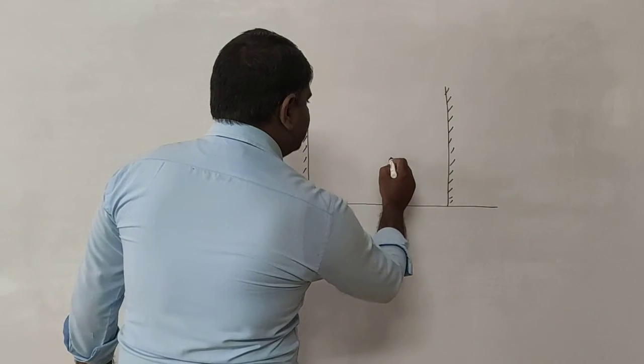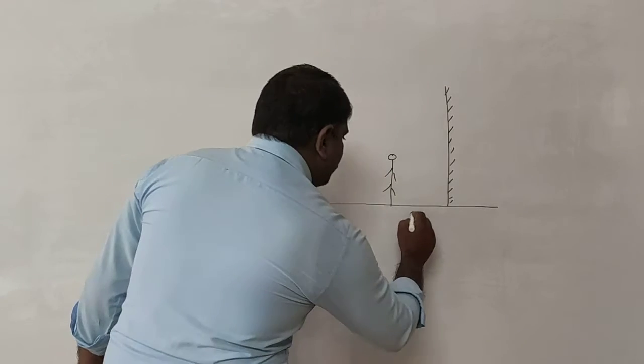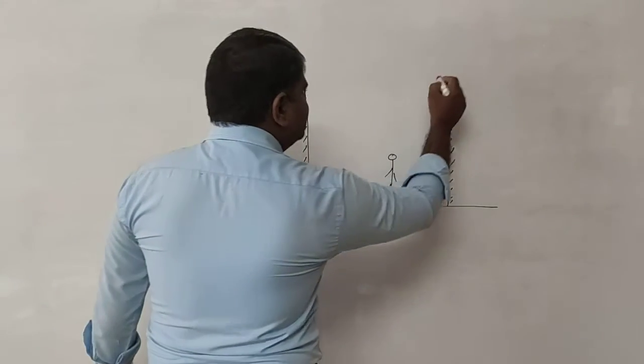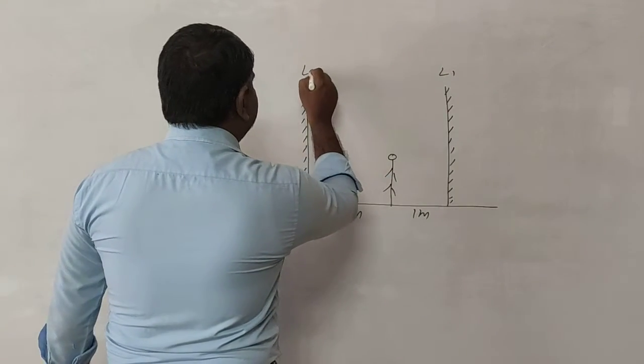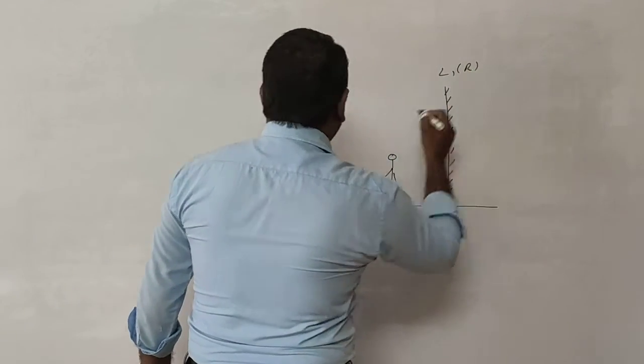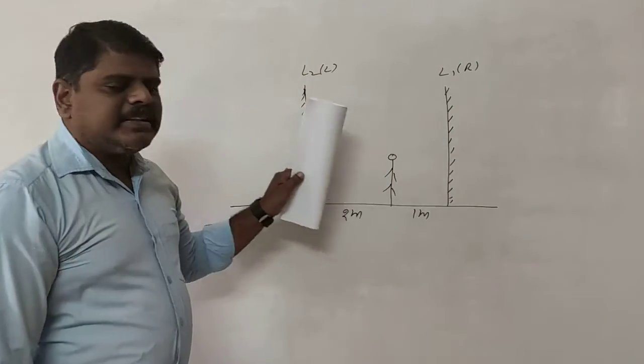And a person is standing here. Okay, a person is standing here, at what distance? 1 meter, and this distance will be 2 meters. Let us say that this is L1 and this is L2. Okay, this is the right side mirror and this is the left side mirror.